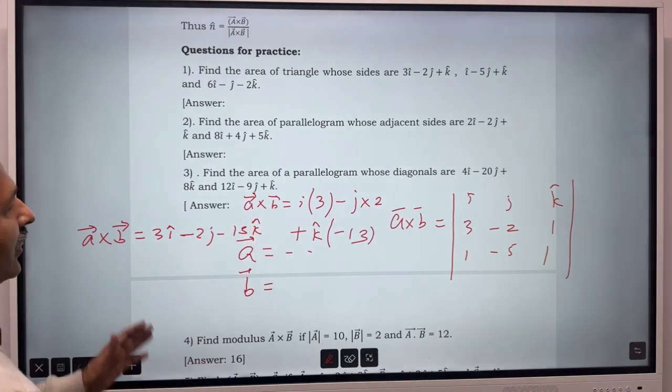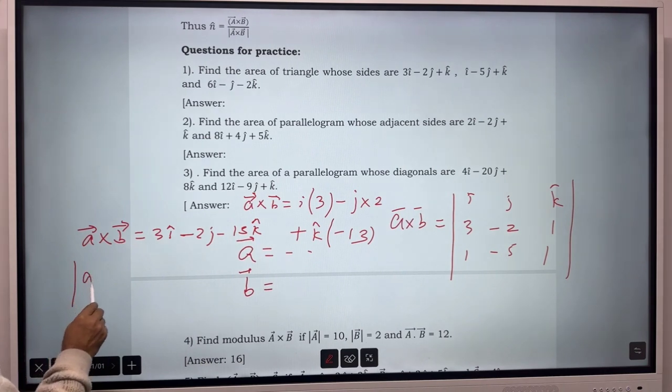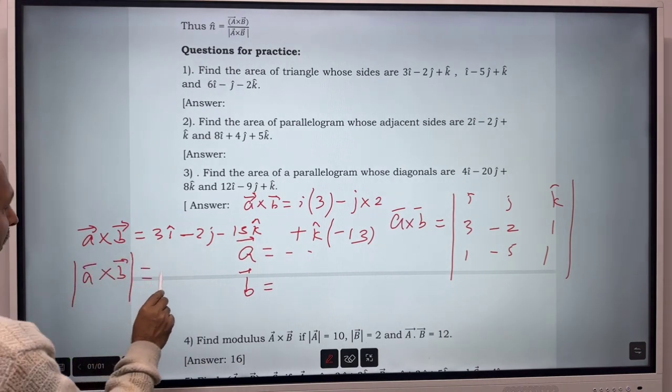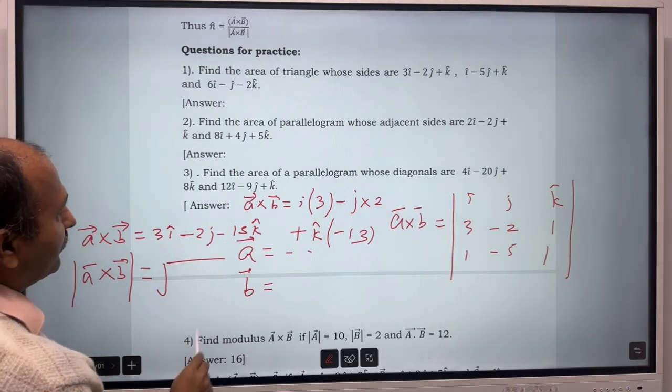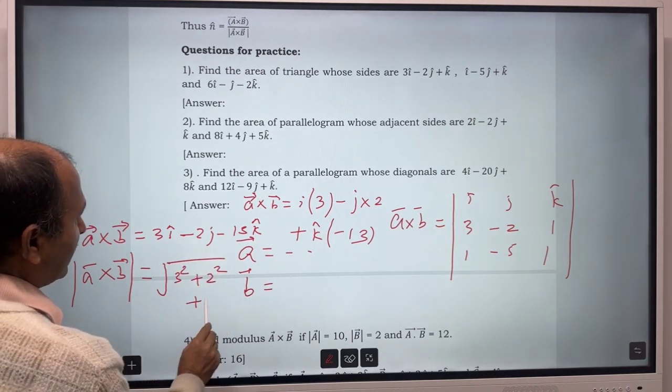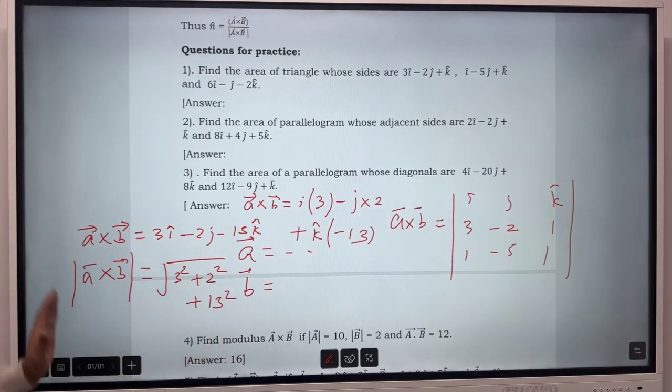Correct. Now find its modulus. Modulus of A cross B will be equal to the square root of 3 square plus 2 square plus 13 square. So the area will be half of this value.